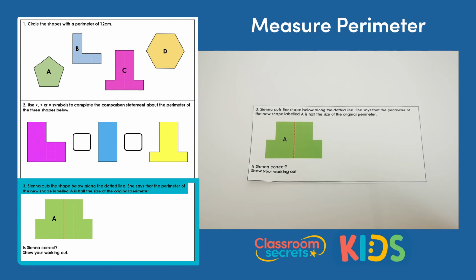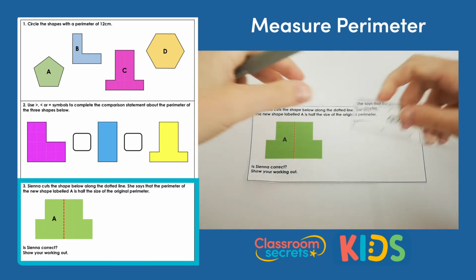Question 3 says, Sienna cuts the shape below along the dotted line. She says that the perimeter of the new shape, labelled A, is half the size of the original perimeter. Is Sienna correct? Show your working out. So the first thing we're going to need to do is find out what the perimeter of the original shape is.